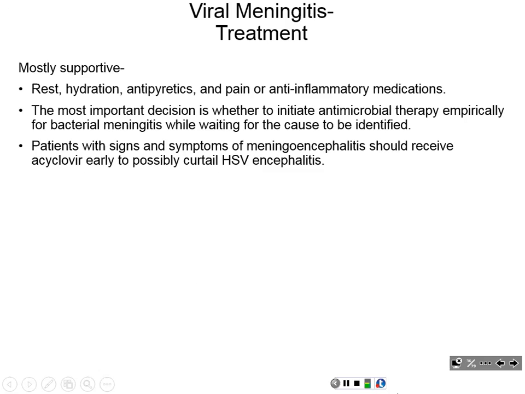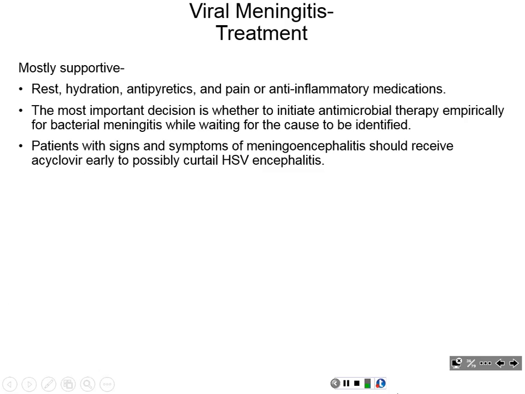So our treatment here, to answer your question, it's mostly supportive. There's not a whole lot we can do. In fact, about the only one that we really have a treatment for is herpes. So we're going to have our patient rest. We're going to give them stuff to control their fever, any pain they might have. We're going to give them anti-inflammatories because most of their symptoms are coming from inflammation.